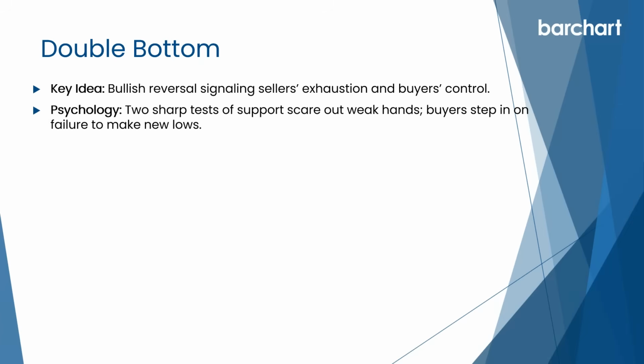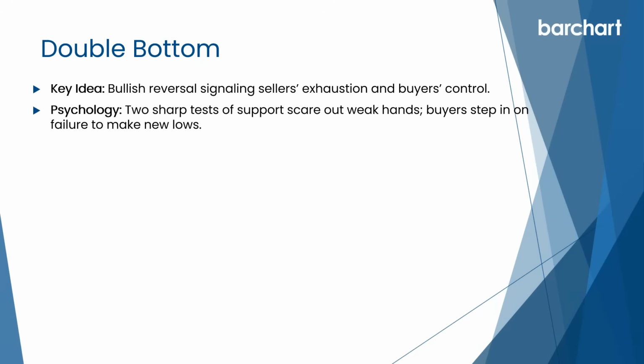The psychology here is that you have these two sharp tests of support that scare out weak hands. And then eventually buyers do step in on the failure to make new lows. And that could be the beginning of a short cover rally, or it could be because buyers have determined that is a value that they want to own.